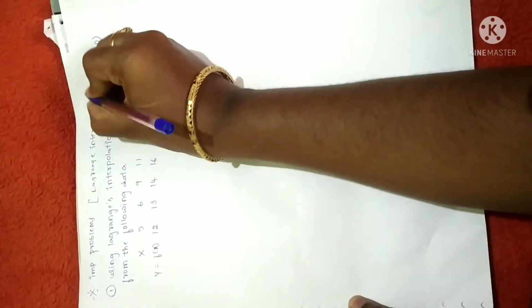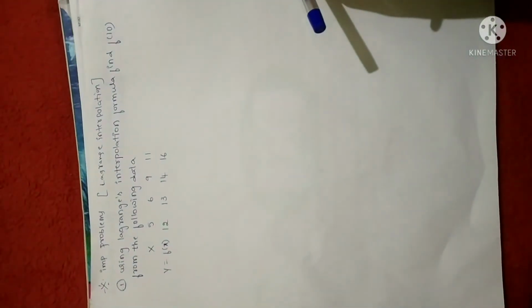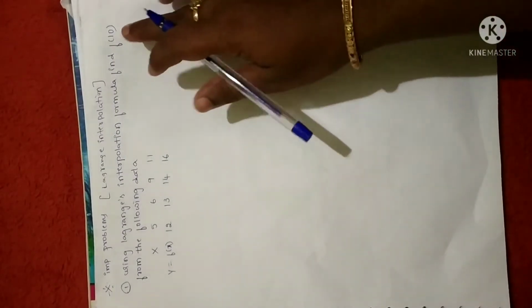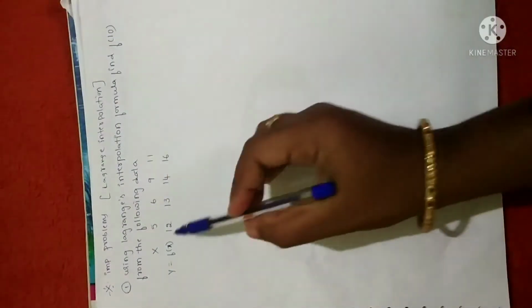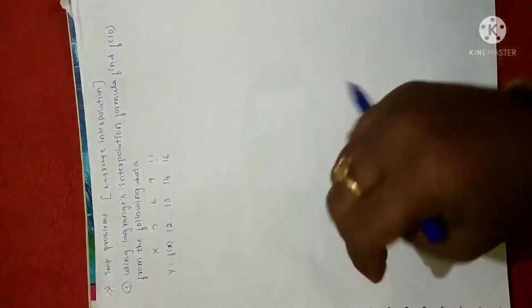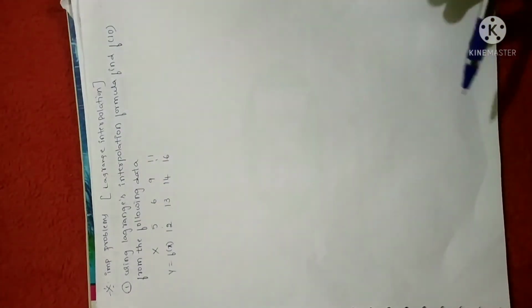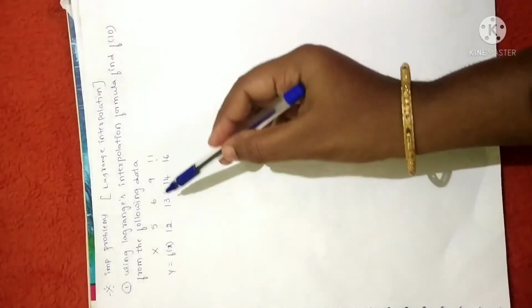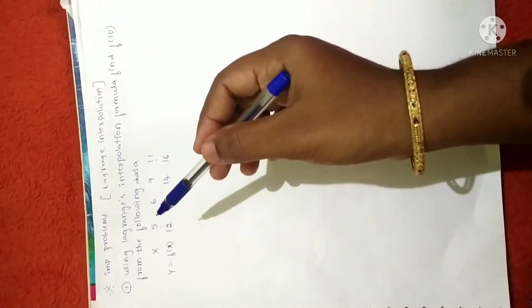Lagrange interpolation. Clear? First problem. Using Lagrange interpolation formula, find f of 10 from the following data. Here, how many points are given? 1, 2, 3, 4. First I am going to solve for 4 points. Next I will come to 3 points, next 2 points. Anyhow, this type of problem will be important for 5 mark questions.